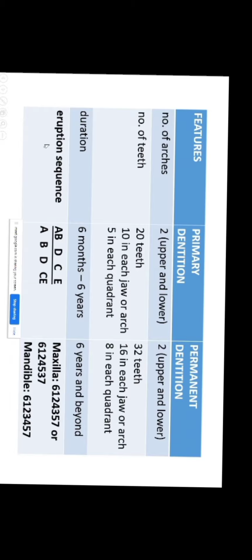Now for the eruption sequence. Again, focus on this, guys. This is the pattern or the eruption sequence for the primary dentition first. You have A, B, D, C, E. This is for the upper, and then this is for the lower. Again, you divide it: this represents the upper arch, and this represents the lower arch.